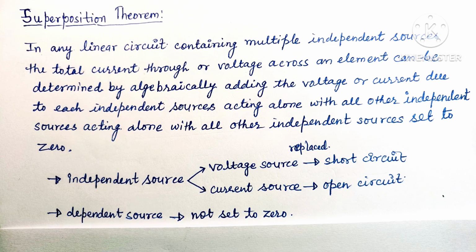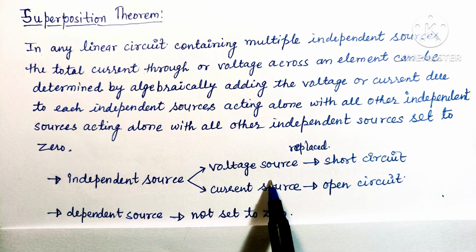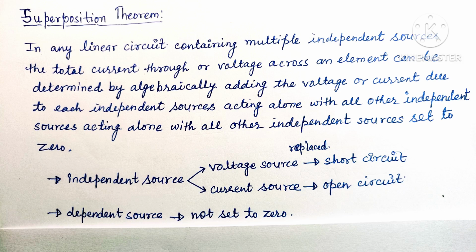So during its operation we need to short circuit the voltage source if we are assuming the current source, and we have to open circuit the current source if we are assuming the voltage source for our calculation. We need to remember that a dependent source should not be set to 0, meaning it should neither be open circuited nor short circuited, since these dependent sources depend on the parameter of some other element.